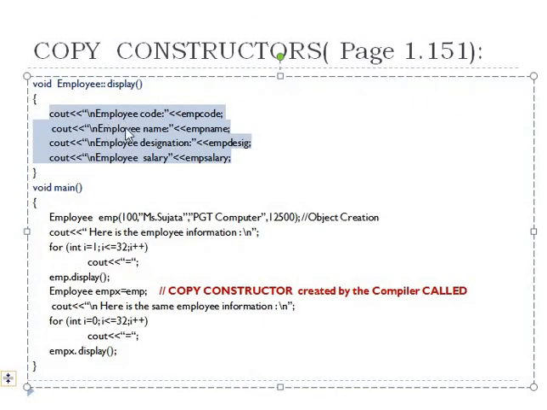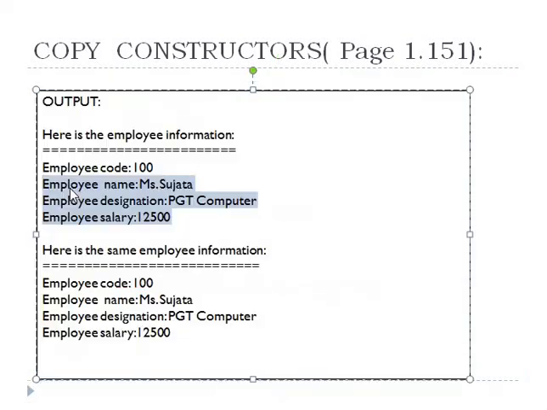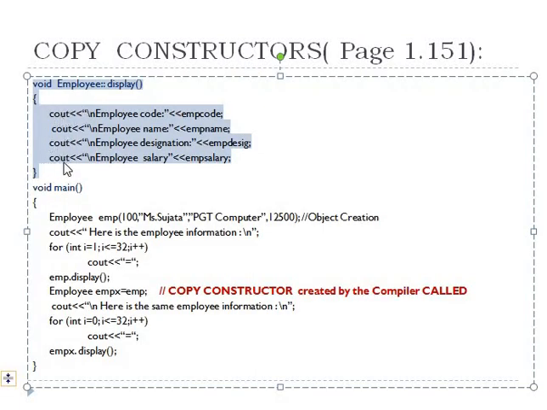In the same way, it's going to print the text employee name, employee designation, and employee salary along with their data members emp name, emp desig, and emp salary into the output. So for that, we have employee name as Sujata, employee designation as PGT computer, and employee salary as 12,500. These are the values. Now once this entire function body gets executed, the control is again going to move to the next line just after this calling function, that is over here, and then it is going to execute this particular statement.